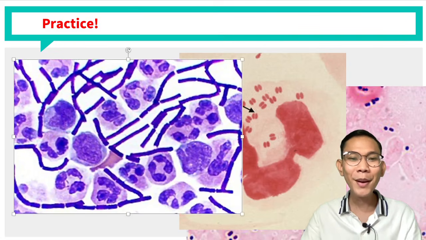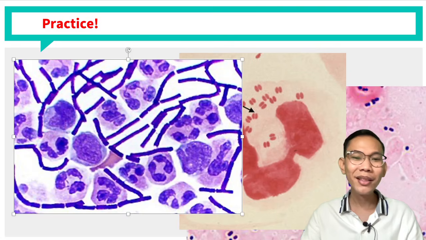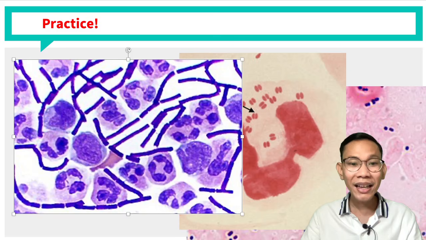Very obvious. Gram-positive or gram-negative? Of course, this is gram-positive. The shape first. This is bacilli. Then, the arrangement in chain. So, therefore, this is gram-positive bacilli in chains. Very good.